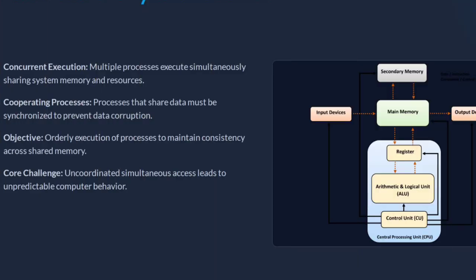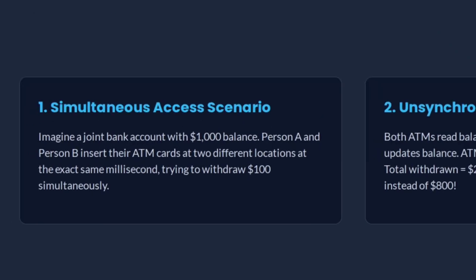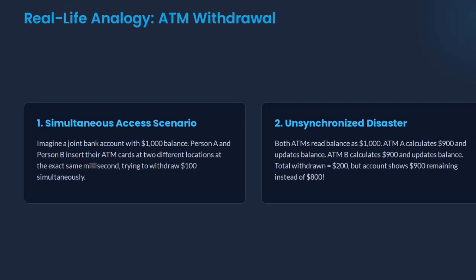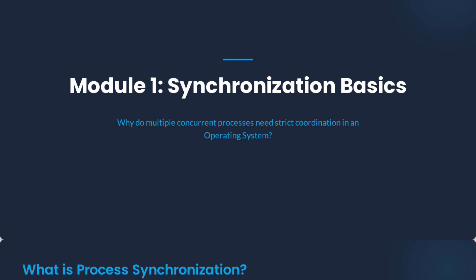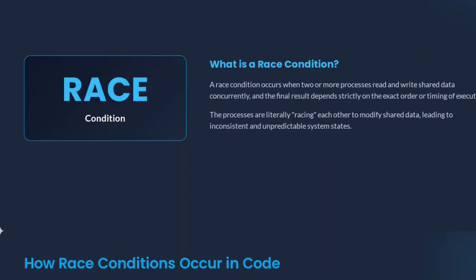This is an example of a race condition. A race condition occurs in a concurrent system when two or more processes or threads access shared data at the same time, and the final outcome depends entirely on the specific order in which their execution steps run.